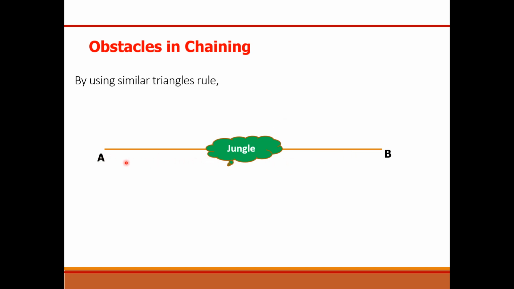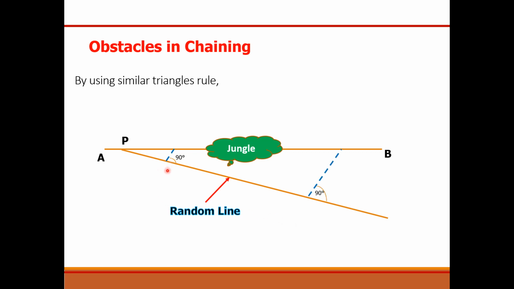So what we do in this case, we will use the similar triangles rule. We just take a random point P and take a random line with the help of measuring tape in this pattern. Now we shall draw two perpendiculars at random positions, one from the left and one from the right of the jungle. Okay, these are two perpendicular offsets, perpendicular to the random line.